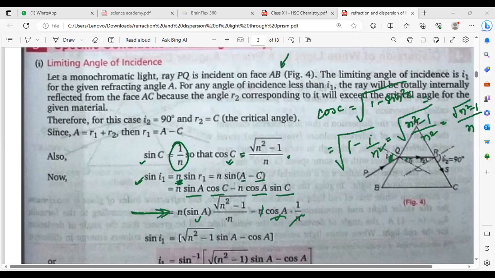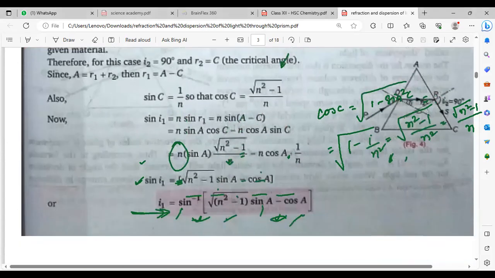हाँ, so we were at this step. इसमें sin A तो कोई वैल्यू है नहीं, A एंगल ऑफ प्रिज्म दिया रहेगा हम लोग को जनरली, तो sin A की वैल्यू और cos A की वैल्यू हमारे पास रहेगी. बाकी सारी चीजें ये n और ये n भी कैंसिल हो जाएगा, it will become sin A into this root under n square, that is mu square minus 1 minus cos A will be equal to sin I1, or I1 is equal to sin inverse root under n square minus 1 sin A minus cos A. Is that okay?